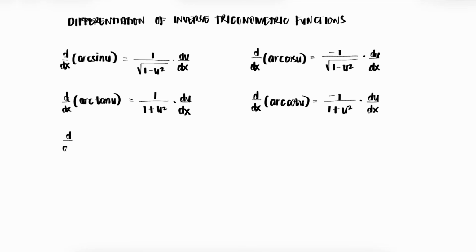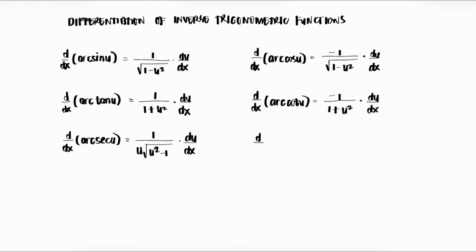And then the derivative with respect to x of arc secant of u is equal to 1 over u square root of u squared minus 1 times the derivative of u with respect to x.